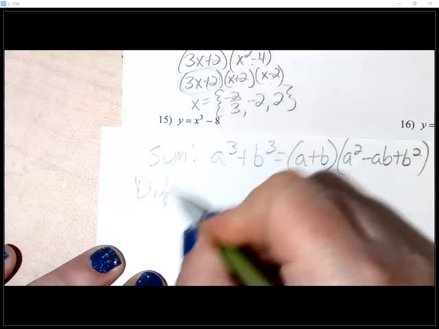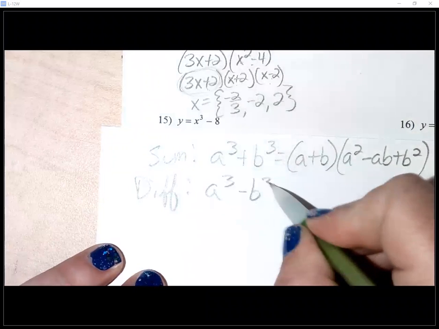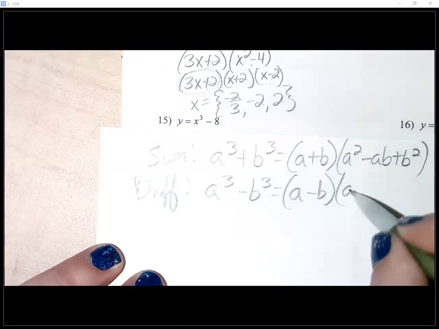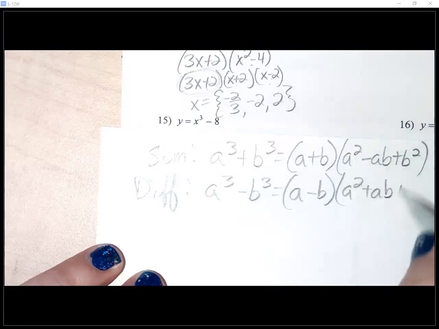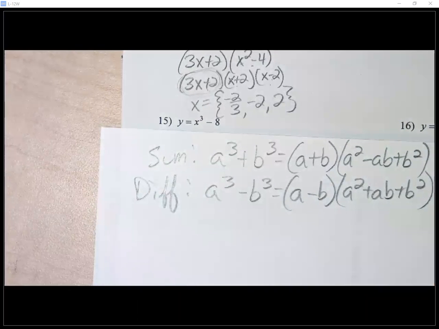If you have a perfect cube minus another perfect cube, the formula is a minus b times a squared plus ab plus b squared. So you can see the formulas are very similar. You just have to know which signs go where. And then there they are.